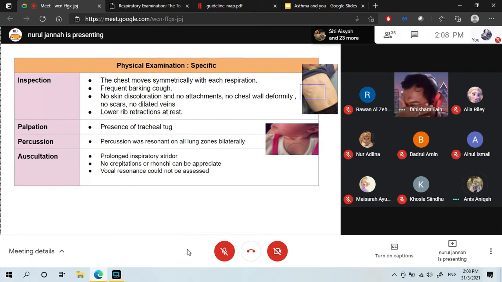And during percussion it was resonant on all lung zones bilaterally. So it's normal. And for the auscultation, there is prolonged inspiratory stridor. No crepitations or rhonchi can be appreciated, while cardiac could not be assessed. So only inspiratory stridor. Okay, next.